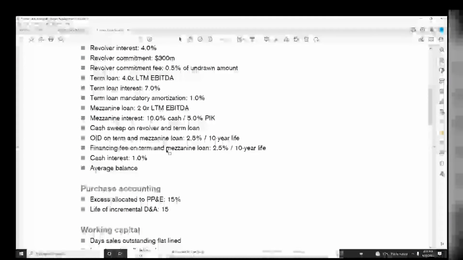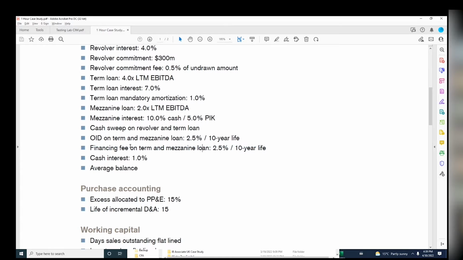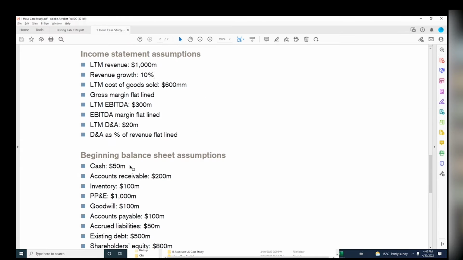Okay, a financing fee on term and mezzanine loan. So yeah, there's a fee. This fee amortizes, by the way. Financing fees amortize over the life. So that's why it's important that there's a 10-year life. So cash interest of 1%. Okay, and use average balance to calculate interest, not opening balance. All right, so what else we got going on here?